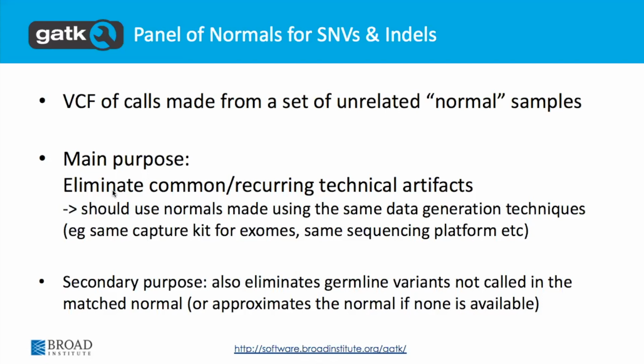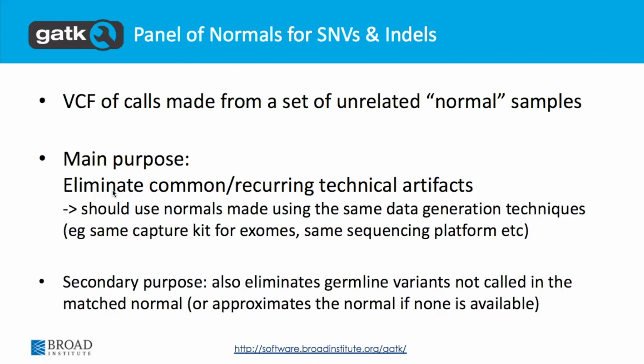One of the other things that we've experimented with a little bit is, if you have no normals to use as a panel of normals, can you use unrelated samples? It seems that it's still worth using a somewhat random set of normals, matching them as much as possible based on what you know of how they were processed. It's still worth using that over nothing at all.